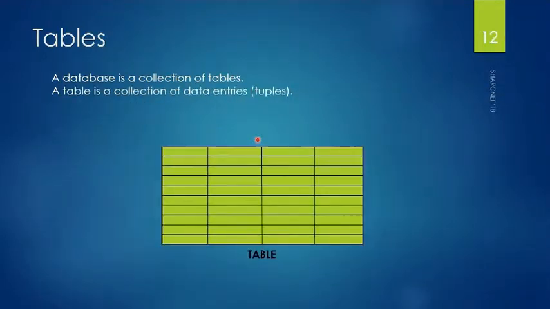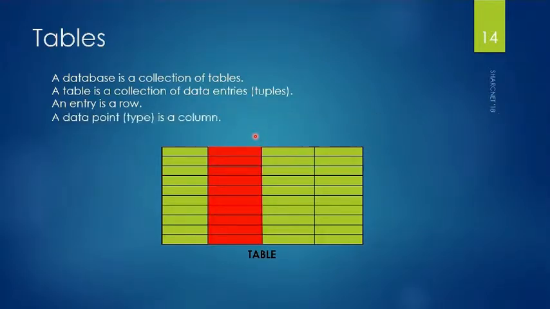A table is a collection of data entries, sometimes referred to as tuples. You'll see that more in the classroom than you will in documentation. And a tuple is a collection of data. An entry in a database is the row. If you picture this as an Excel table, an entry is a row, and the column represents a collection of the same type of data.